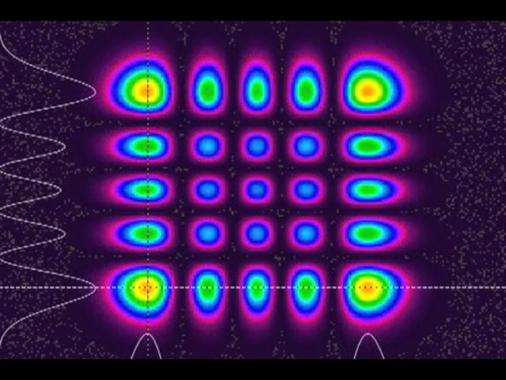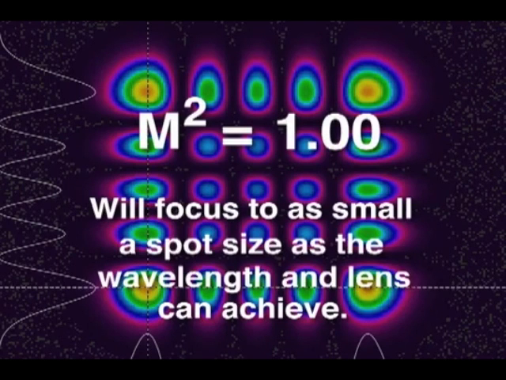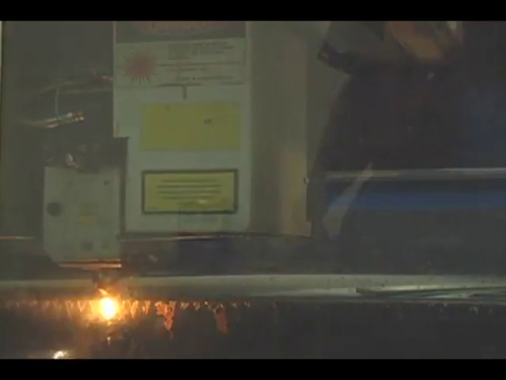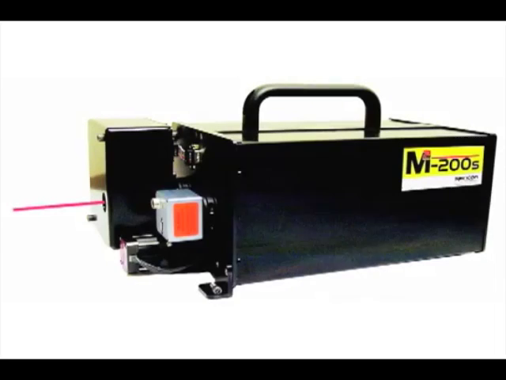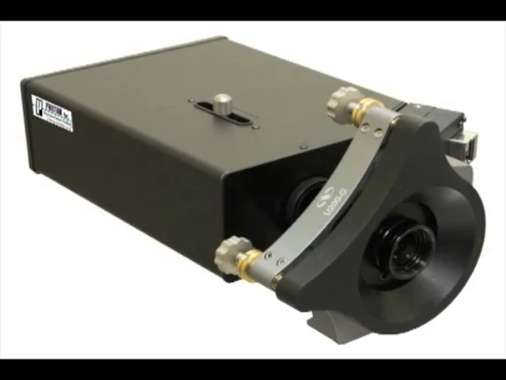In simplified mathematical terms, a beam with an m² value of 1 will focus to as small a spot size as the wavelength and a distortion-free lens can achieve. Lasers designed and manufactured for applications that are frequently used for drilling, cutting, and welding are often designed and tuned to have low m² values. And today, most manufacturers specify the best possible m² value of their laser. Spiricon and Photon beam propagation analyzers are most often used to make this difficult measurement.